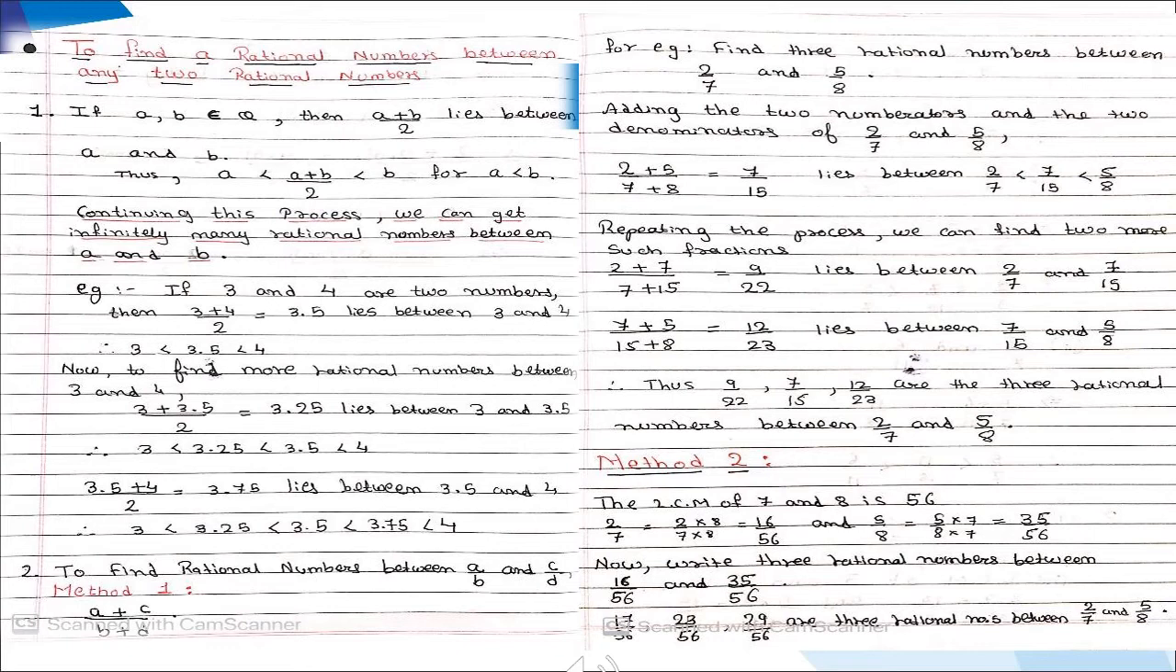You can write three rational numbers. So here I have written 17 upon 56, 23 upon 56 and 29 upon 56. Between 16 and 35 I have taken 17, 23, 29. You can take any three. But do remember children, if you suppose take 26 upon 56, then you have to reduce this and write.